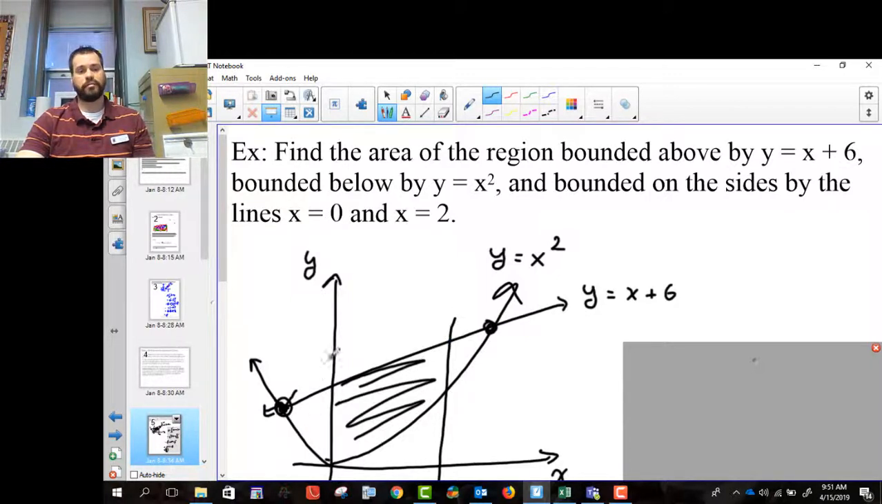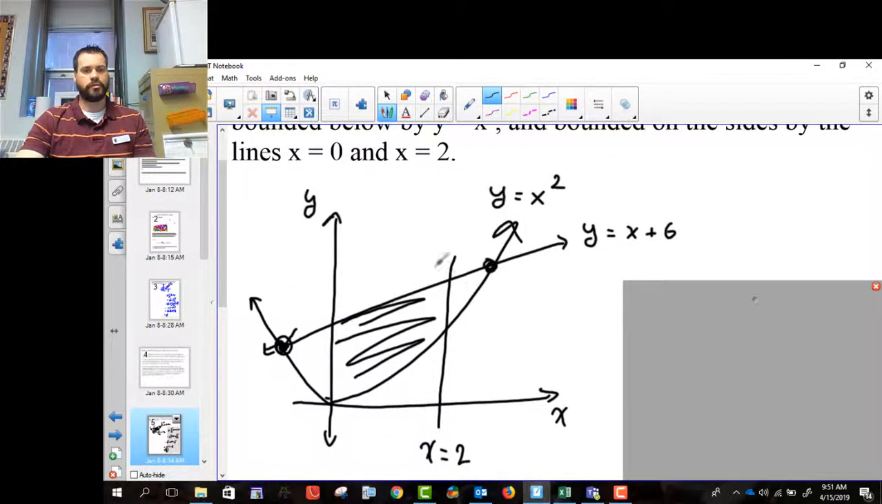It says find the area bounded by 0 and by 2. All right, so that's what I've done. I've drawn in 0 and 2. I have to then look at what is my top function. My top function is the line. You can see that, right? Again, if you want to draw your vertical line, you can. So the top function is x plus 6. The bottom function is x squared, and that is the case all the way through here, right? All the way along. That doesn't change.